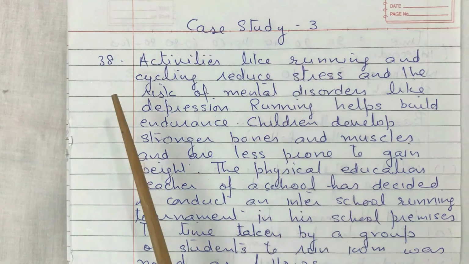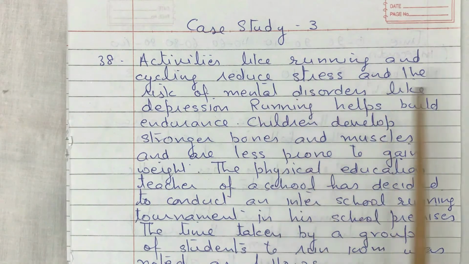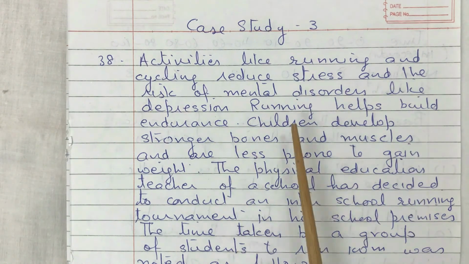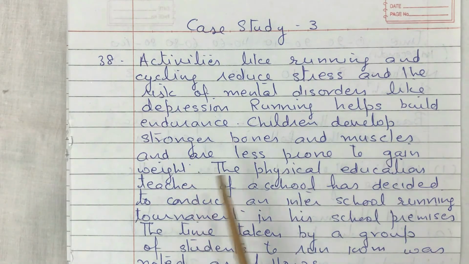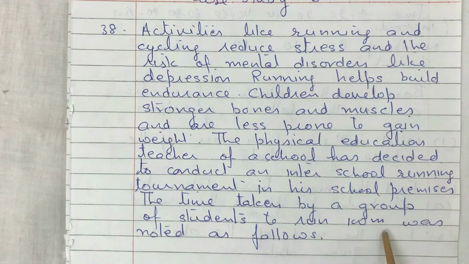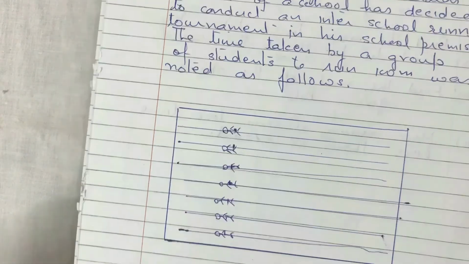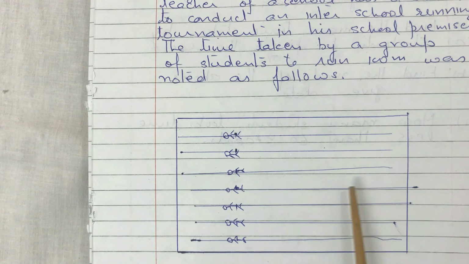Now case study 3, question number 38. Activities like running and cycling reduce stress and the risk of mental disorders like depression. Running helps build endurance. Children develop stronger bones and muscles and are less prone to gain weight. The physical education teacher of a school has decided to conduct an inter-school running tournament in his school premises. The time taken by a group of students to run 100 meters was noted as follows. This sort of picture is there on your question paper. This is a running track. These are the students. I have made a rough figure of it.